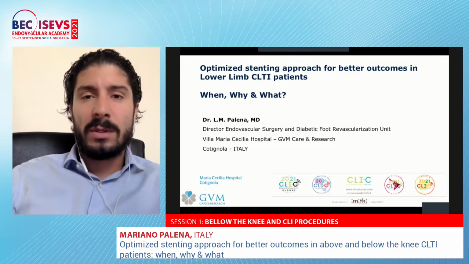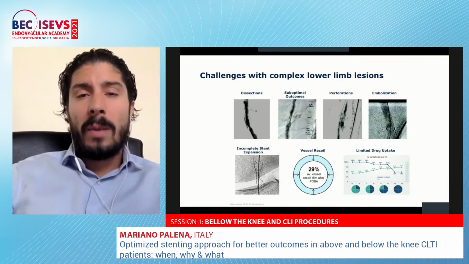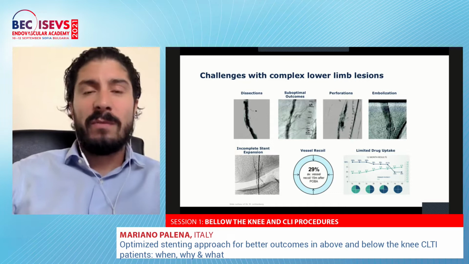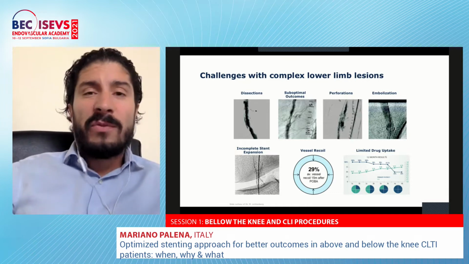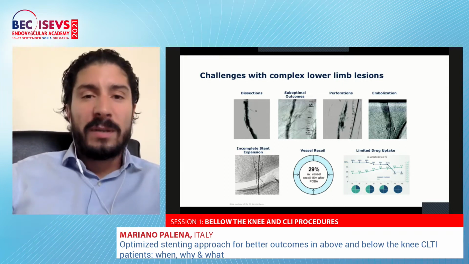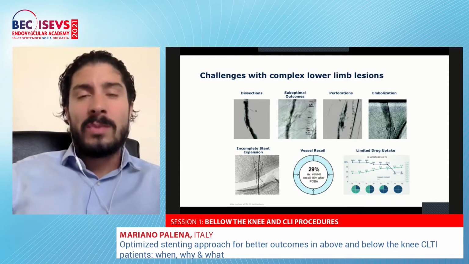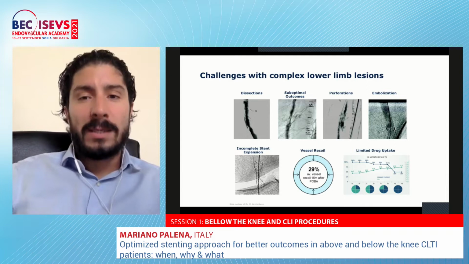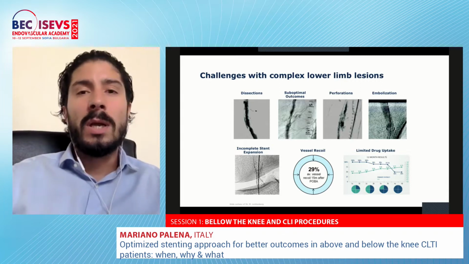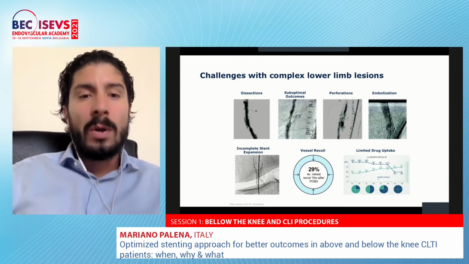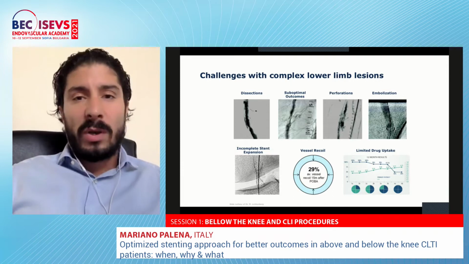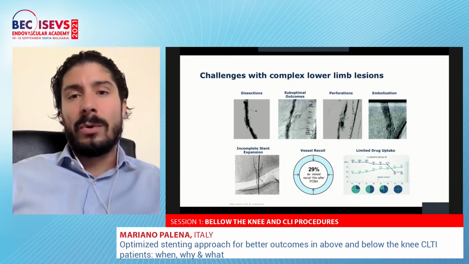The challenge about SFA and popliteal artery or the complex lower limb lesions, as the previous colleague said, is that in most cases we find calcified lesions that after pre-dilatation finish in a dissection, subintimal outcomes. If we oversize, we can obtain a perforation with a high risk of embolization. On the other hand, if we don't manage vessel preparation properly, we can obtain incomplete stent expansion after stenting. So vessel recoiling, dissection, and finally a bad result.